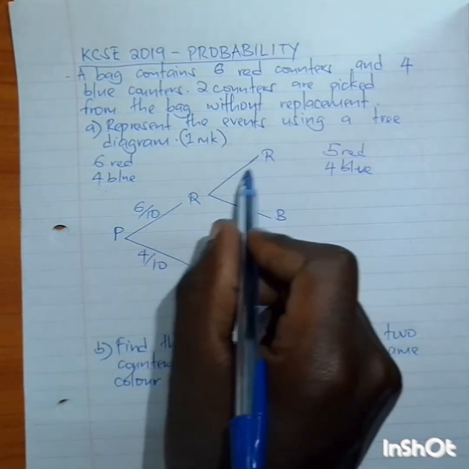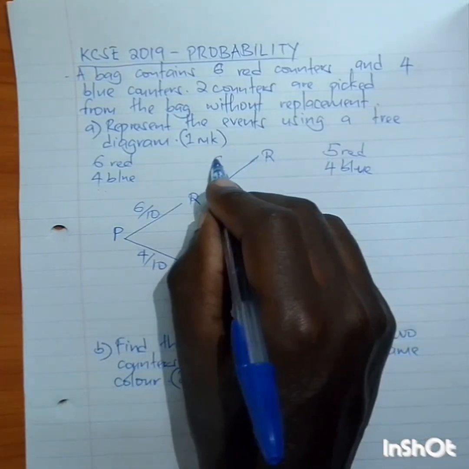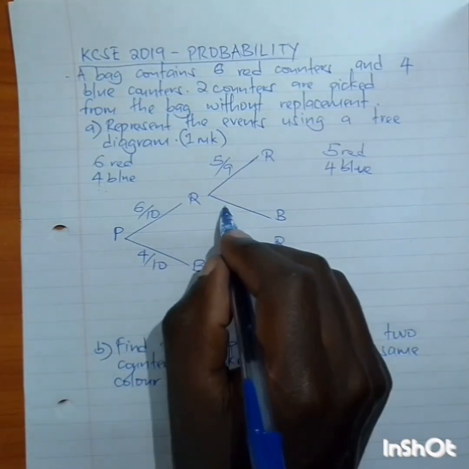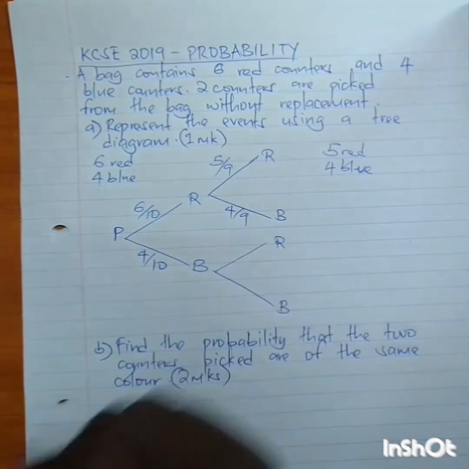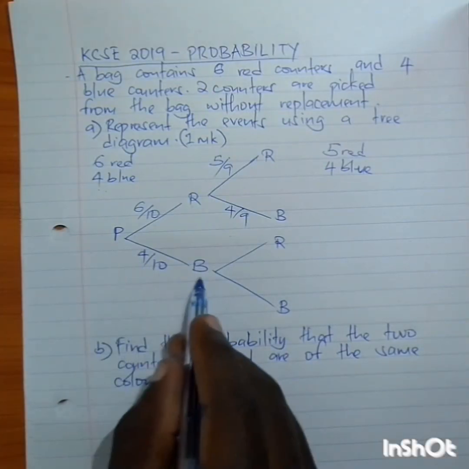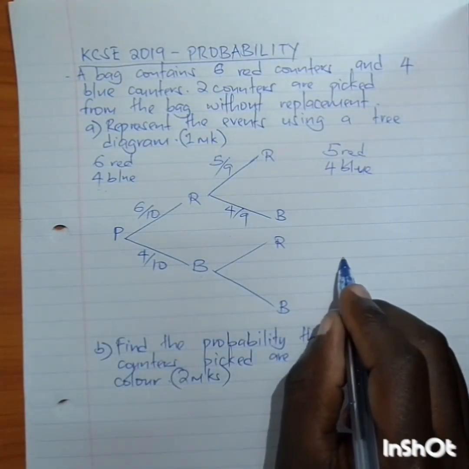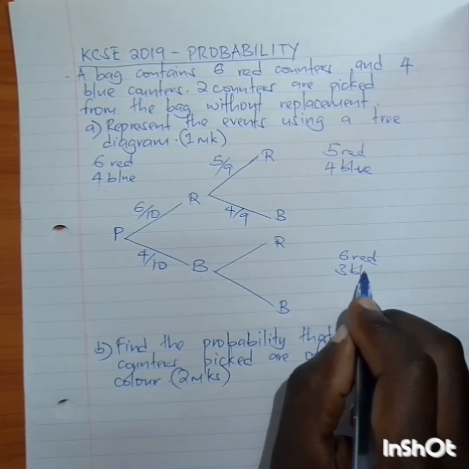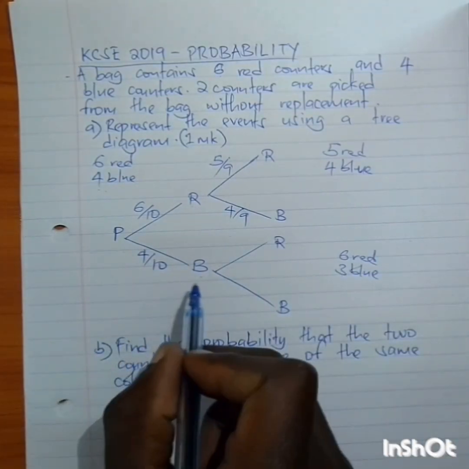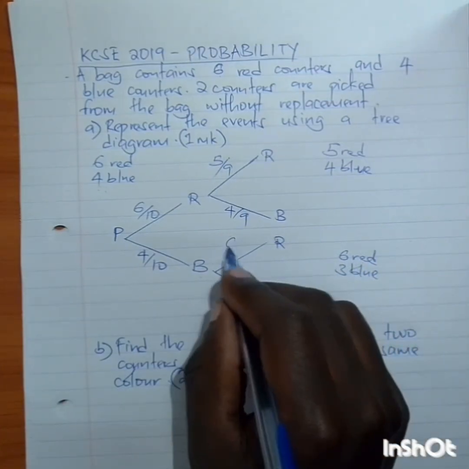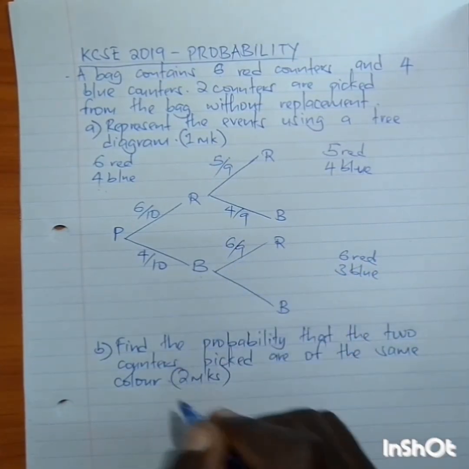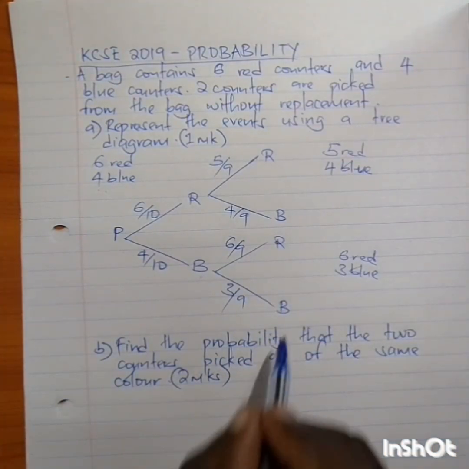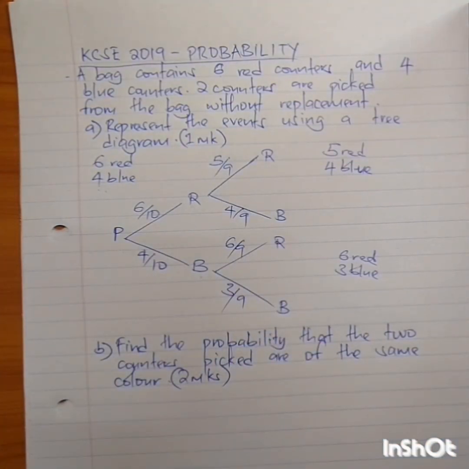So the probability of picking a red one will be 5 over the total, which is 9. The probability of picking a blue one will be 4 over the total, which is 9. And if they picked a blue ball, it means that the blue balls reduced. So we have 6 red and 3 blue. The probability of picking a red ball will be 6 over 9, and for the blue one it will be 3 over 9. And that's how we draw the probability tree.